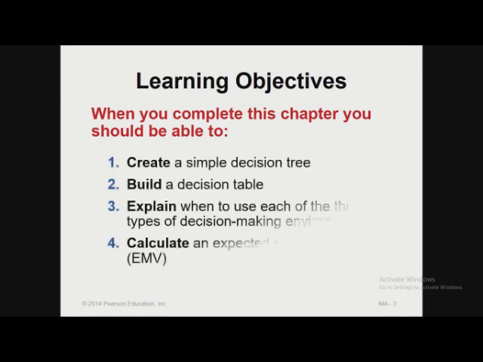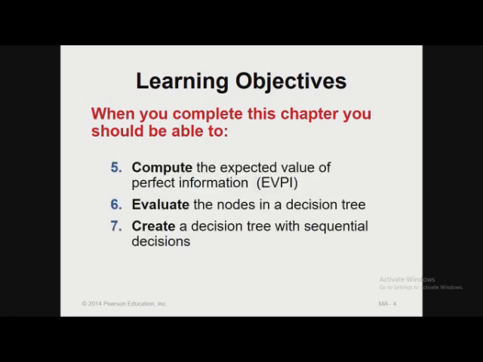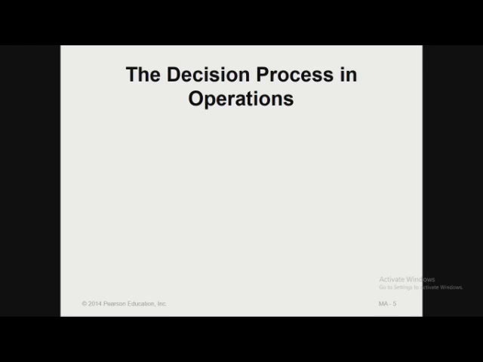When you complete this lesson, you should be able to first create a simple decision tree, build a decision table, explain when to use each of the three types of decision-making environments, calculate an expected monetary value, compute the expected value of perfect information, evaluate the nodes in a decision tree, and create a decision tree with sequential nodes.